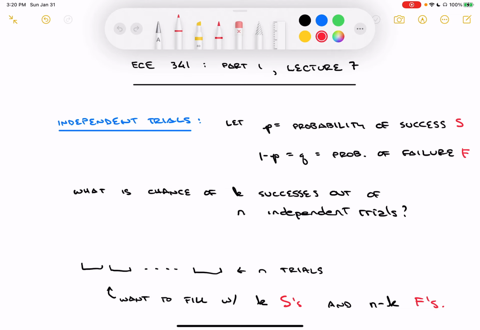So what do we want to do? We want to figure out the chance of having k successes out of n independent trials. So for example, you might have 10 trials and you want to know what's the likelihood that out of that 10 you'd get 3 successes, something along those lines.